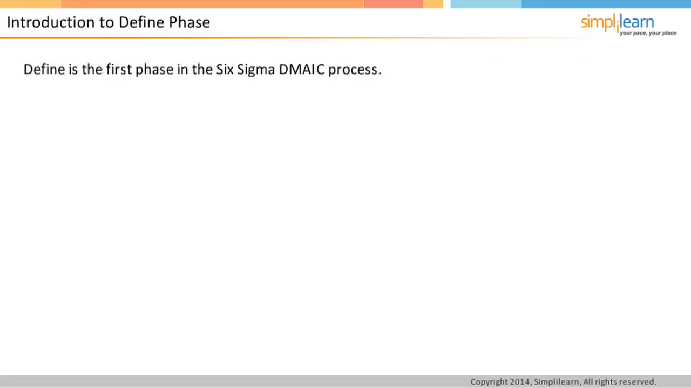The Six Sigma project process is known as a DMAIC process. Define is the first phase in the Six Sigma project process. In the define phase, the problem is defined and the Six Sigma team is formed. The objectives of the define phase are as follows.